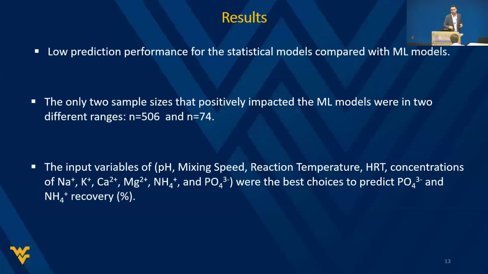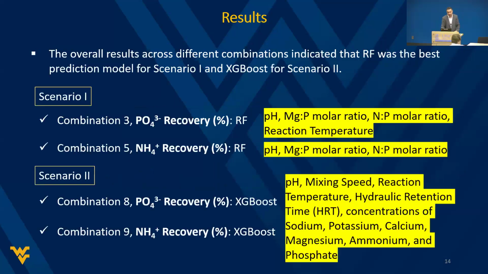The results of this study show low prediction performance for statistical models compared with machine learning. Also, the only 2 effective sample sizes in our study were 506 and 74. There were also 10 input parameters that were the best choices to predict ammonium and phosphate recovery, such as pH and mixing speed. Random forest was the best model for scenario 1, and XGBoost was better for scenario 2.